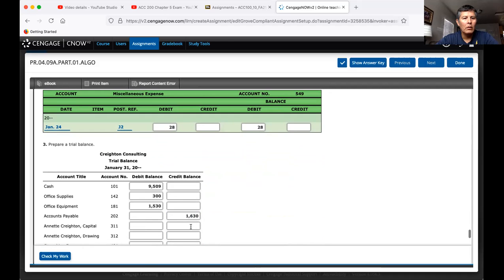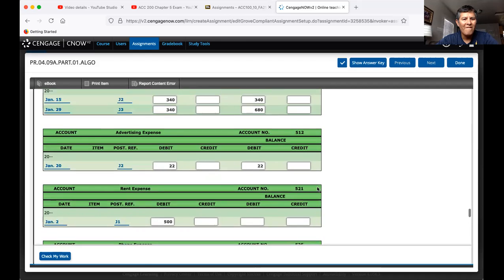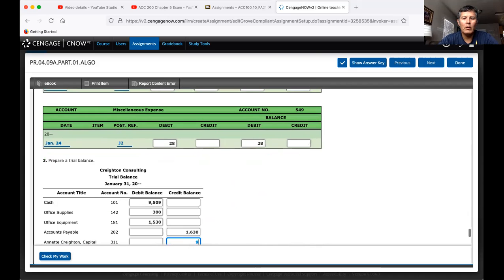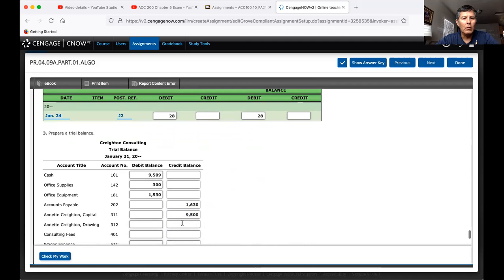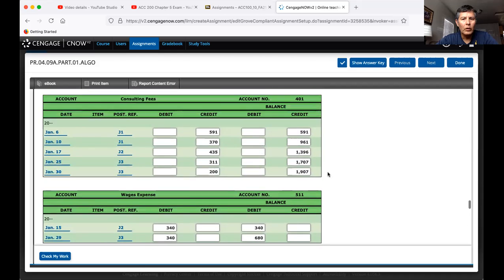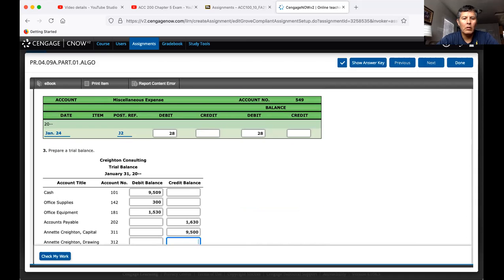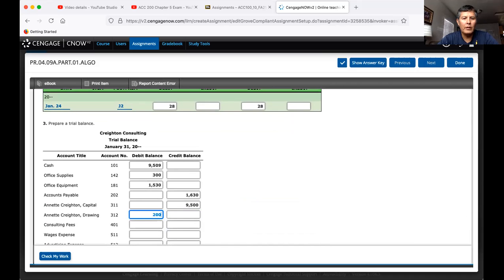Okay. Capital account, 9500. Okay. All right. And then our draw. We go to our draw account. This will be a debit of 200. This is a contra, by the way. So the actual 95 minus 200 would be the balance of the capital.